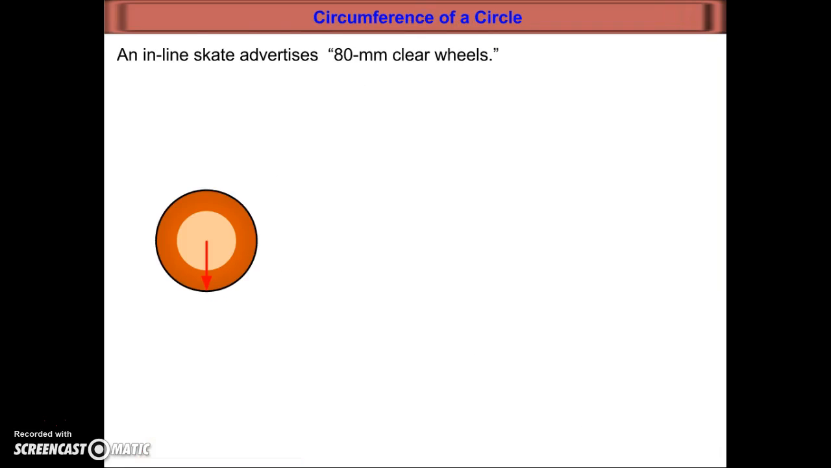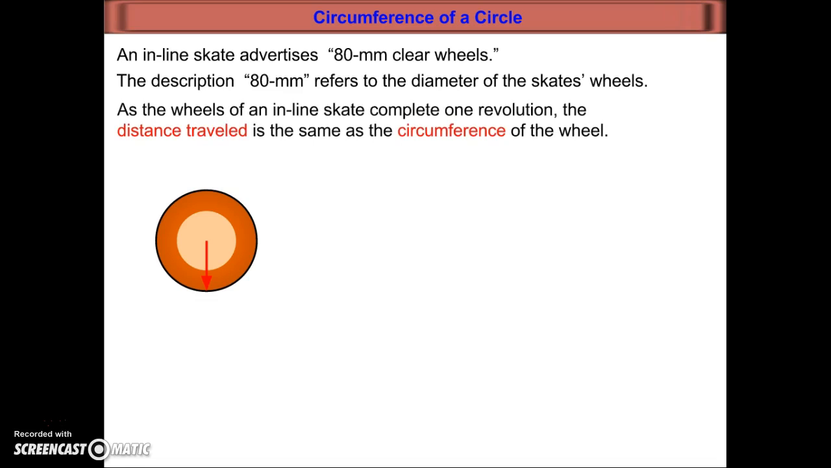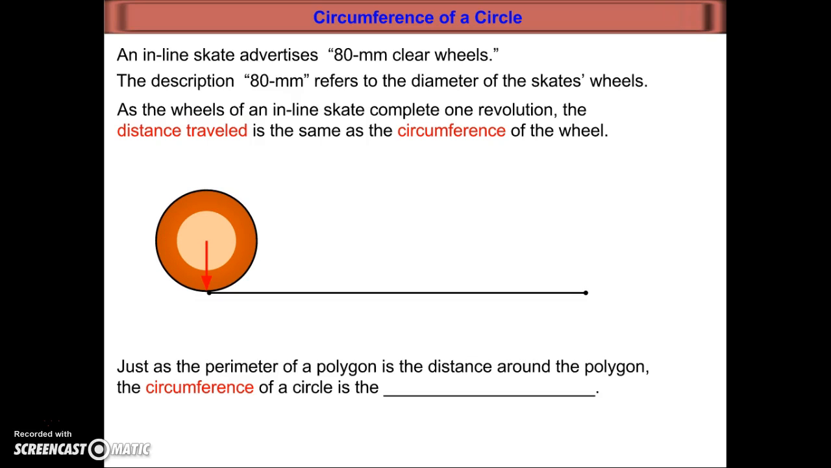An inline skate advertises 80mm clear wheels. The description 80mm refers to the diameter of the skate wheels. As the wheels of an inline skate complete one revolution, the distance traveled is the same as the circumference of the wheel. Just as the perimeter of a polygon is the distance around the polygon, the circumference of a circle is the distance around the circle.